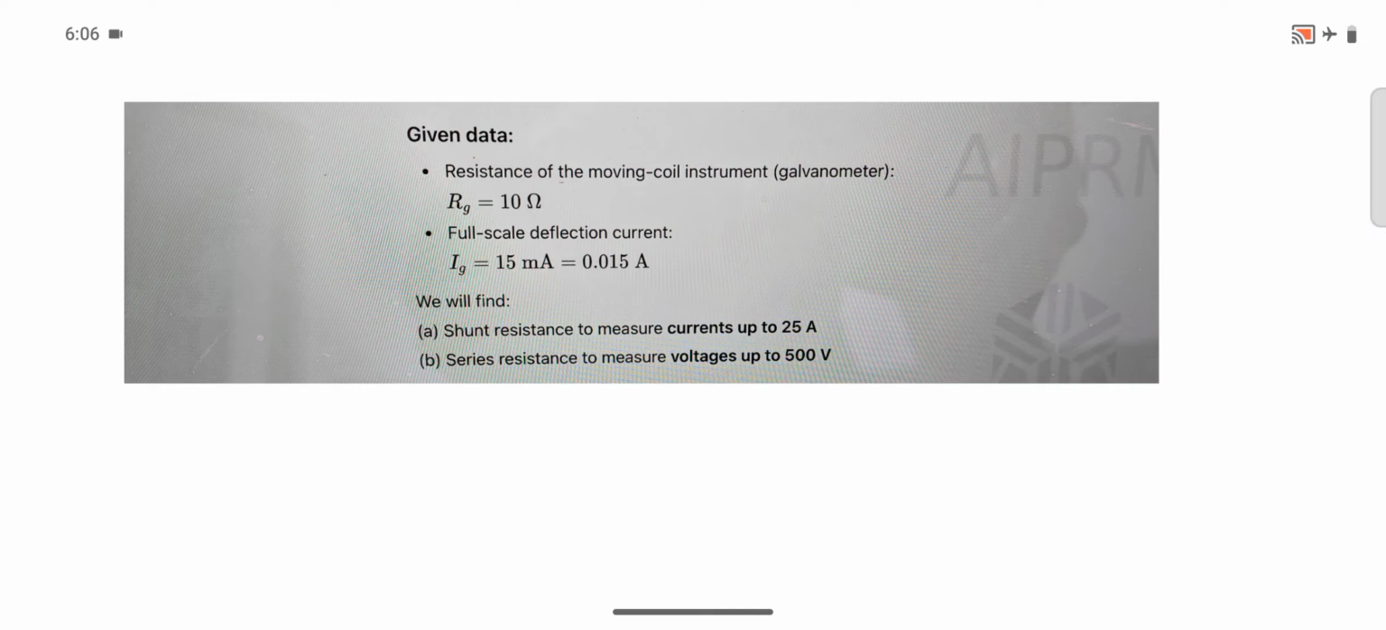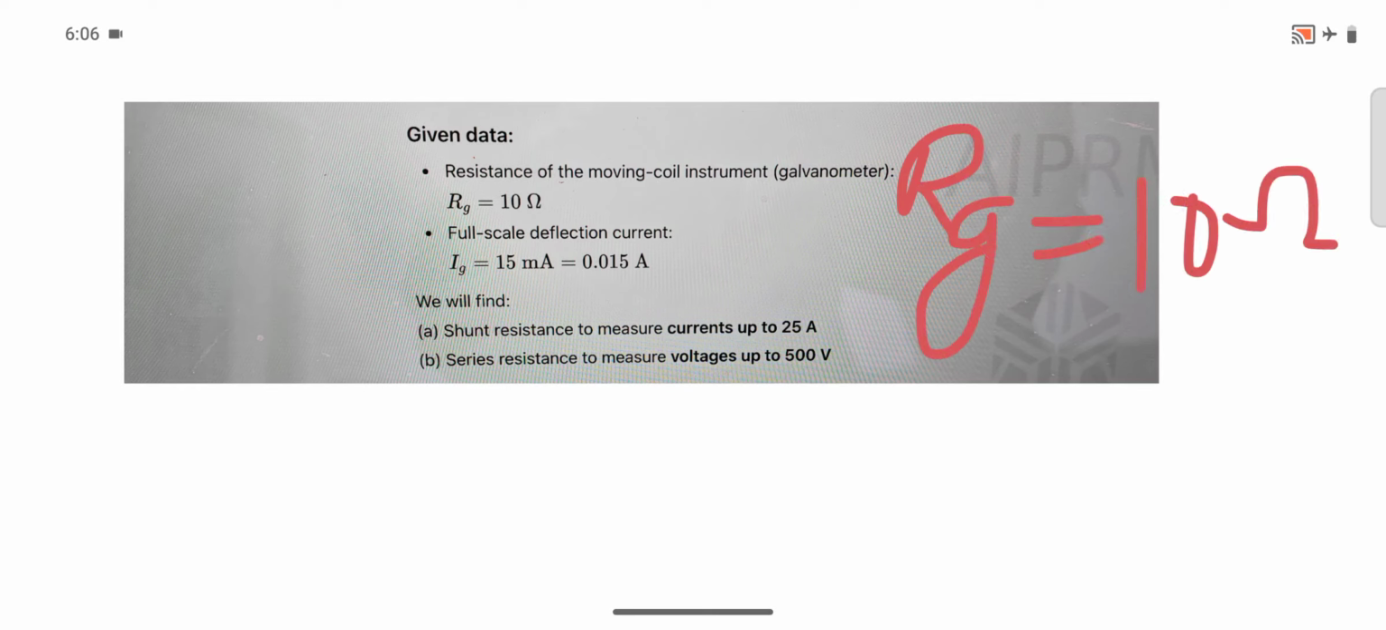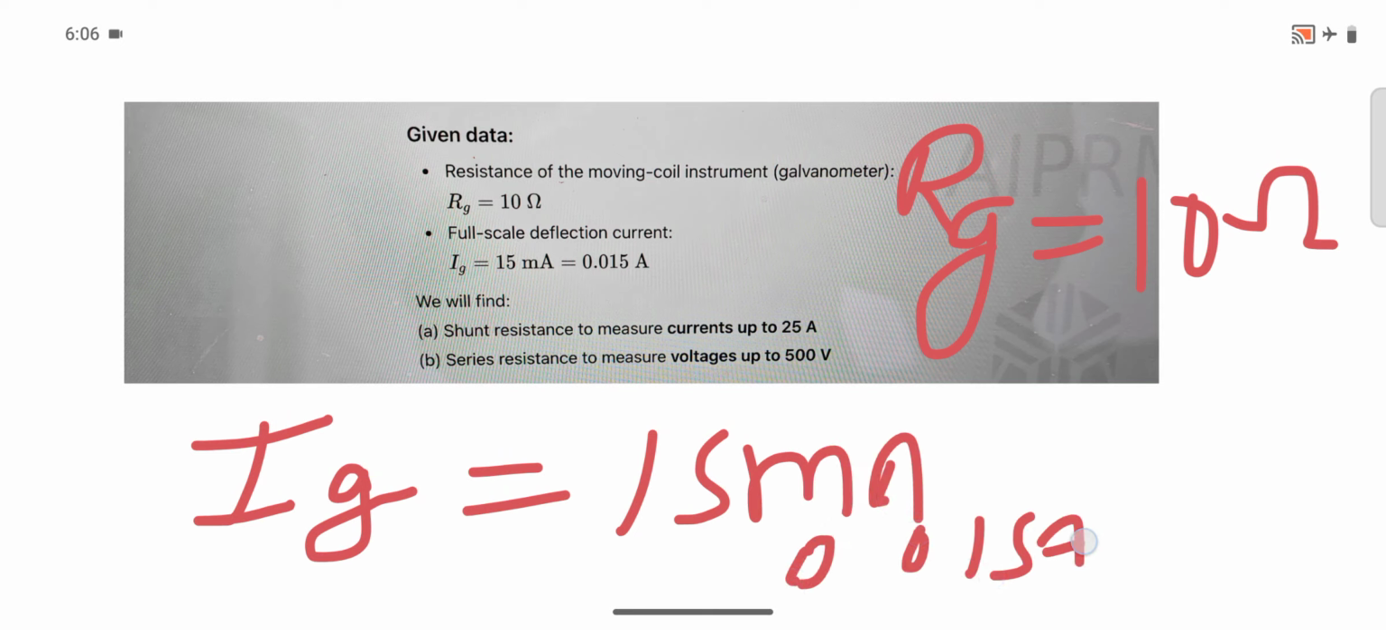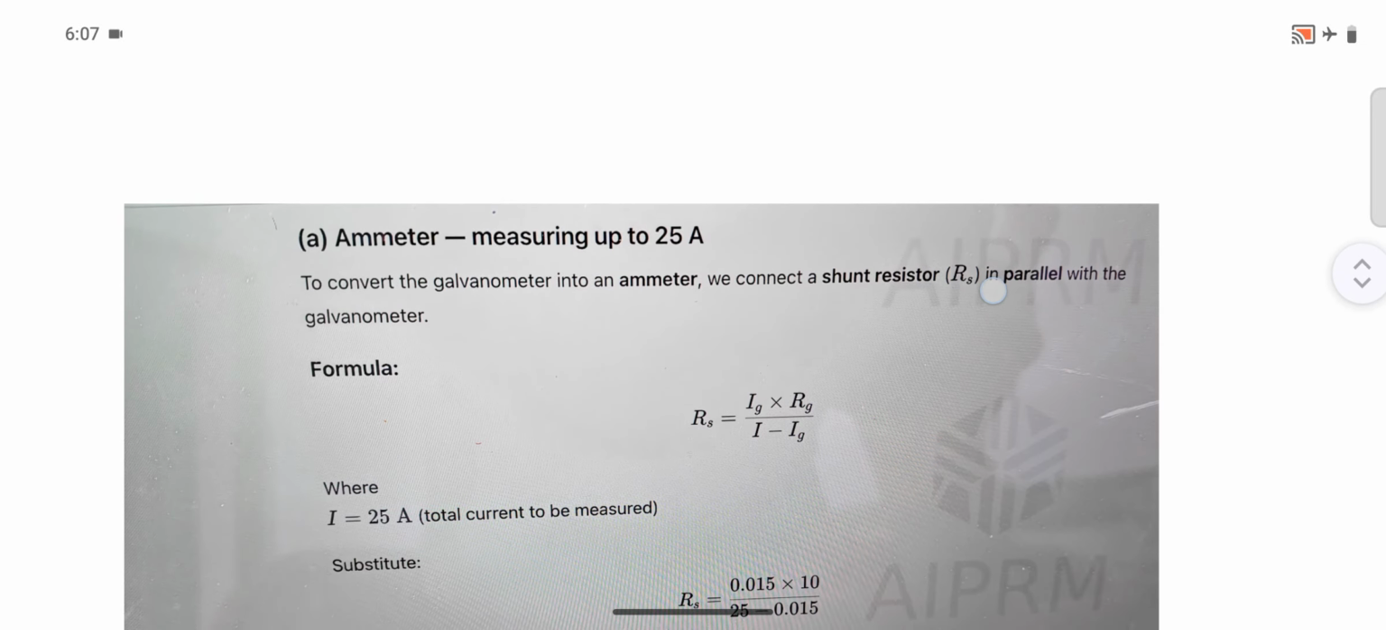Resistance of the moving coil instrument, denoted by Rg, is given as 10 ohm. Full scale deflection in the galvanometer is 15 microampere, which is converted into ampere: 0.015 ampere. We have to find the shunt resistance to measure current up to 25 ampere, and the resistance to measure voltage up to 500 volt. Two things we have to calculate.